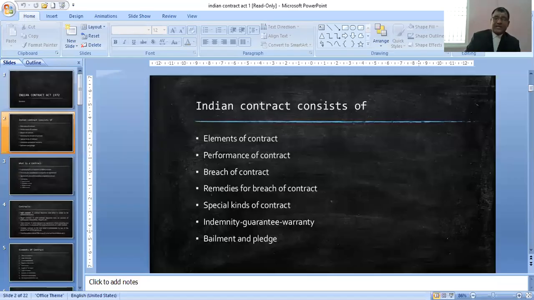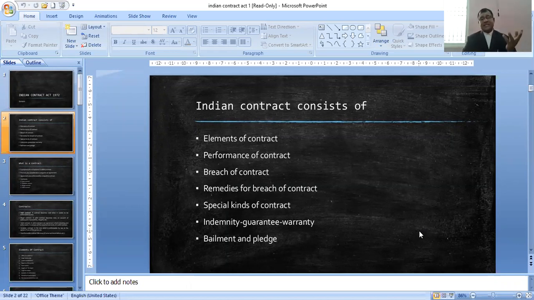The Indian Contract Act consists of elements of contract, performance of contract, what is meant by breach of contract, and what the remedies for breach of contract are. And as I already told you, the special contracts, that is chapter number 7 to chapter number 11: Sale of Goods Act, Contract of Indemnity and Guarantee, Contract of Bailment, Contract of Agency, and the Indian Partnership Act.